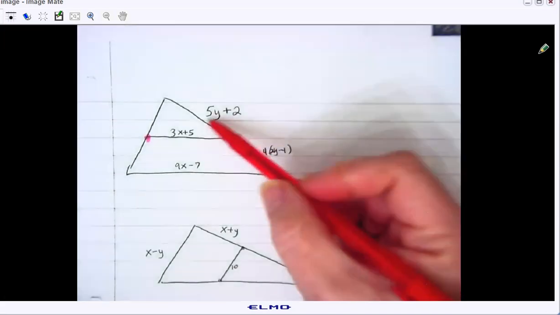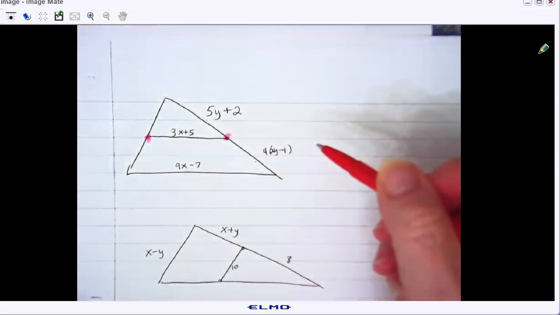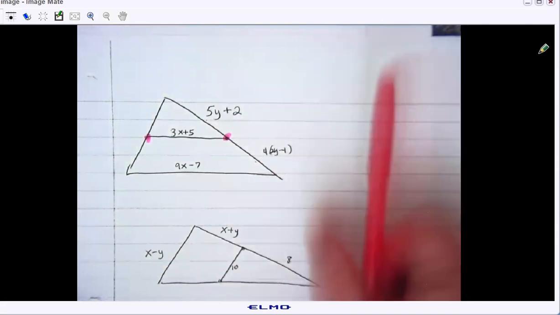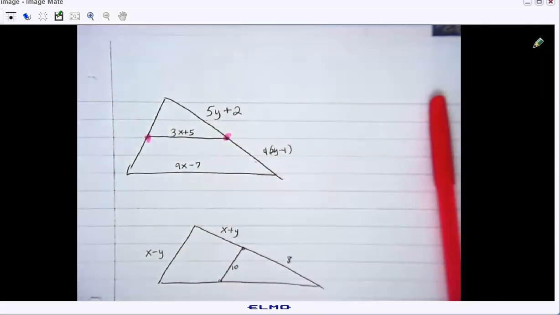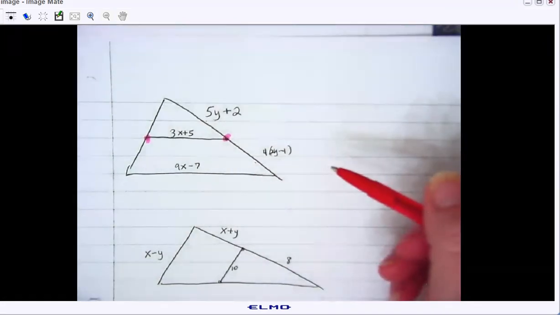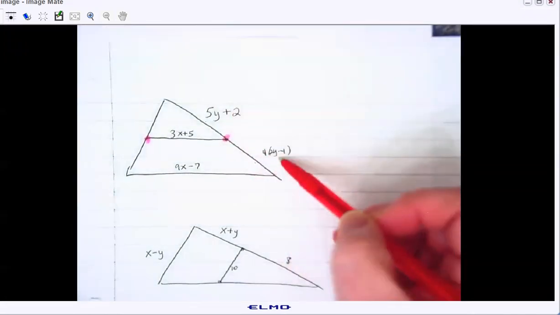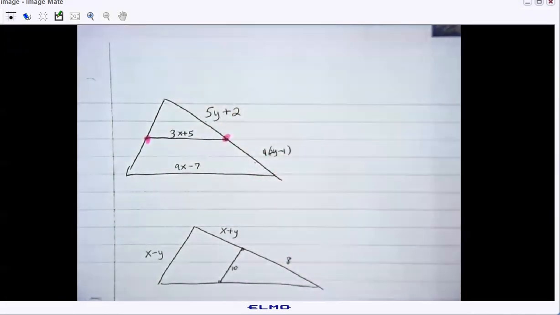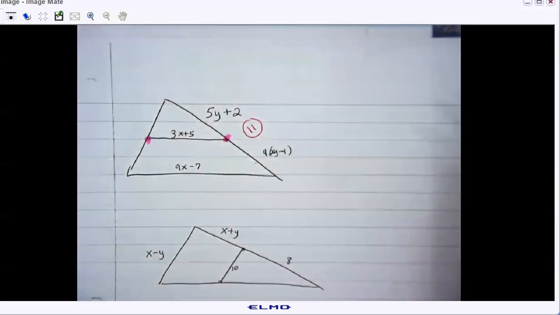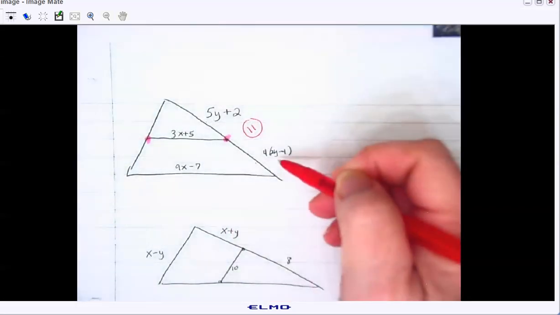So what do we know about these two parts on each side of my midpoint? They're what? Come on, guys, wake up. If this is a midpoint, what do we know about these two? They're equal. Very good. Thank you. So these two are equal. That's where we're going to get the equation to solve for y.